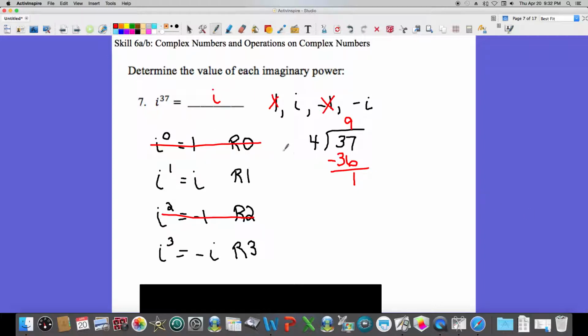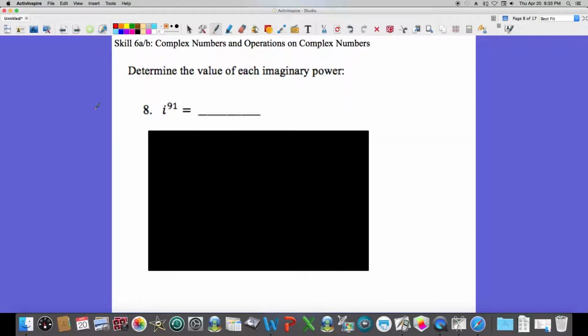All right, hope that helps. Let's move on to the next one. Approach it in the same manner. It's got the same directions. It's the same type of problem.